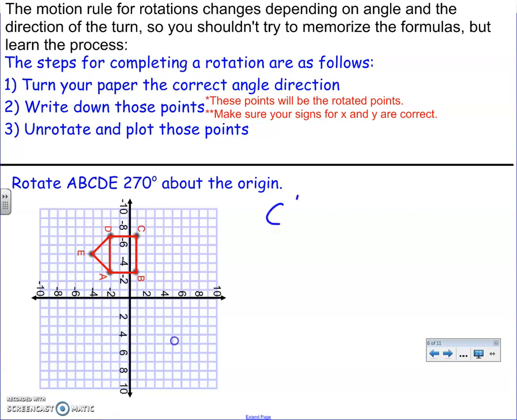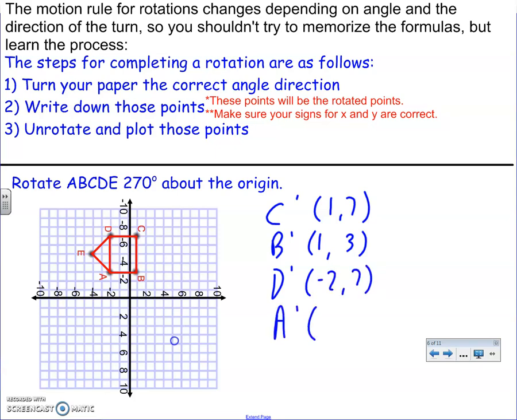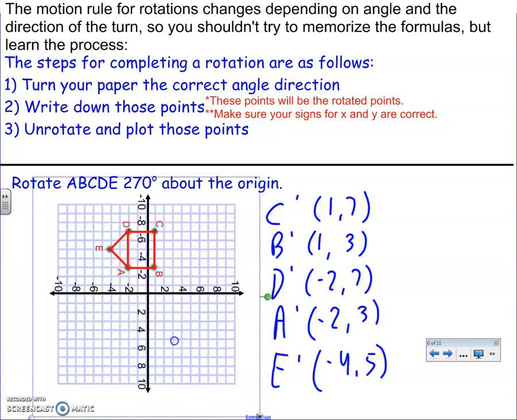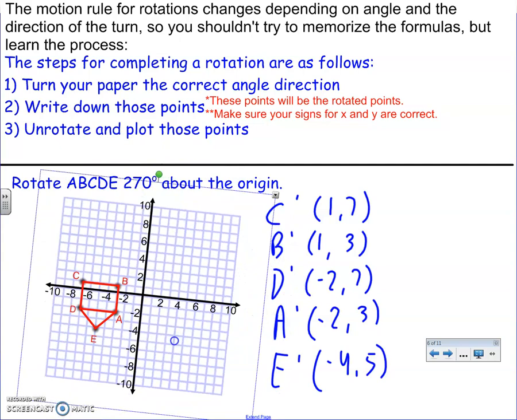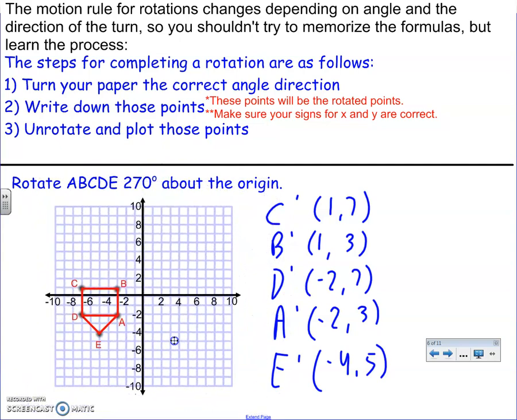So C prime will be at 1, 7. B prime will be at 1, 3. D prime will be at left 2, negative 2, up 7. A prime will be at negative 2, positive 3. And then E prime will be at left 4, up 5. Alright, basically you get the points, put it back, plot them, you're good. I won't waste time by plotting these. Alright, move on to the last type.